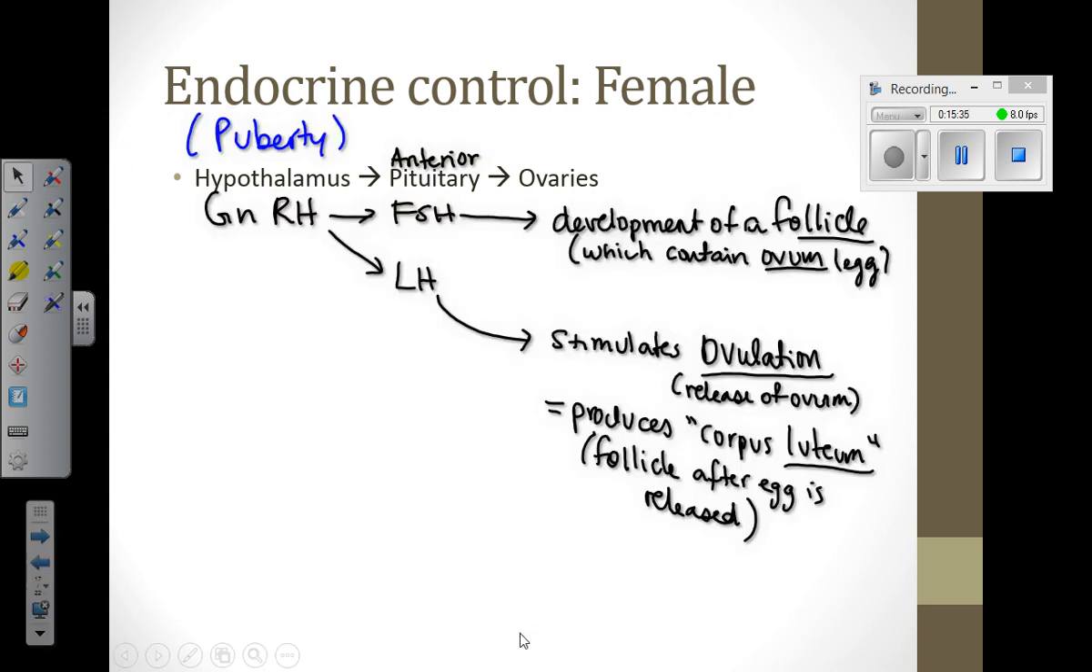So we start with the same releasing hormone. The anterior pituitary produces FSH and LH, same two hormones. They don't have the same exact effect because now they're affecting ovaries instead of testes. But if I had to compare them, FSH is always stimulating the production of gametes. In males, it's the sperm. In females, it's the egg. And so if I had to generalize what FSH is doing, it is the thing that is stimulating the production of gametes.